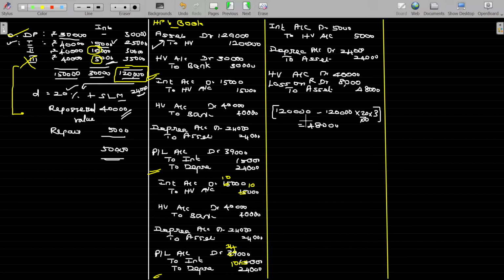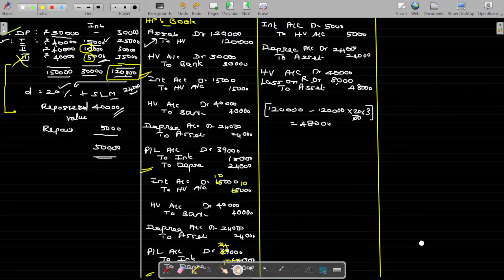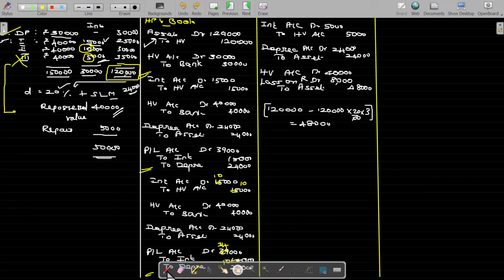Is that okay? Now we can convert that entry into the ledger accounts. Let's see here. I'll convert that into ledger accounts.